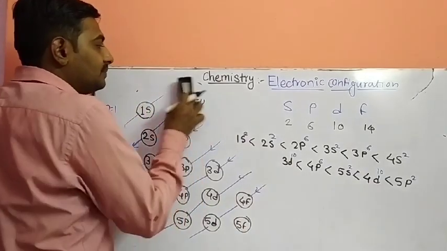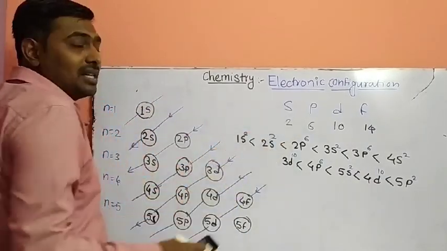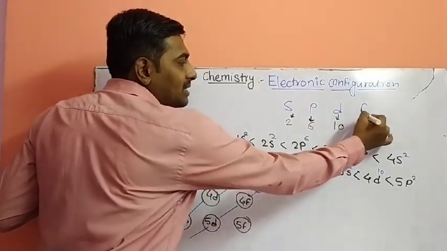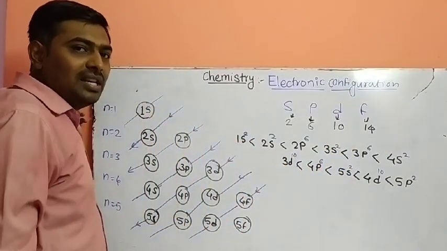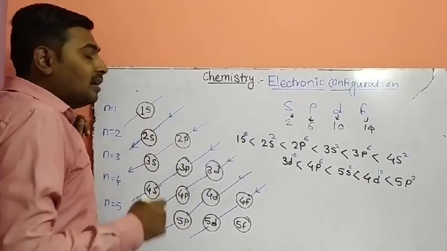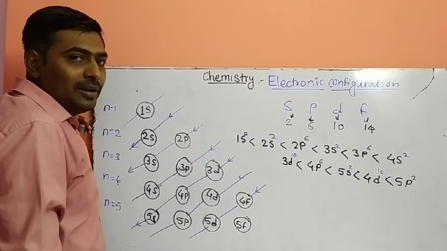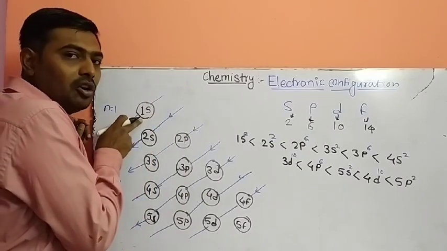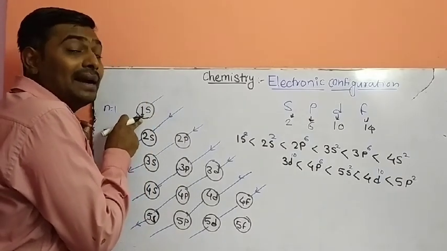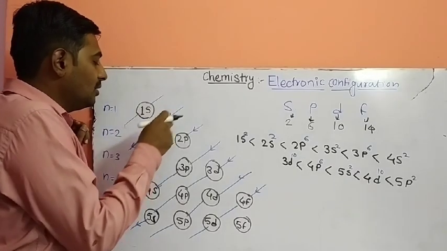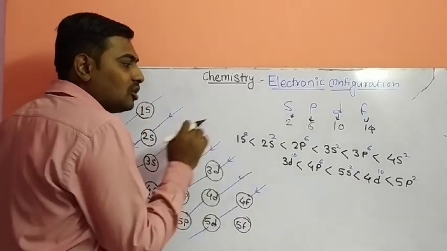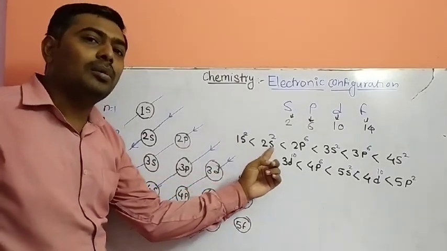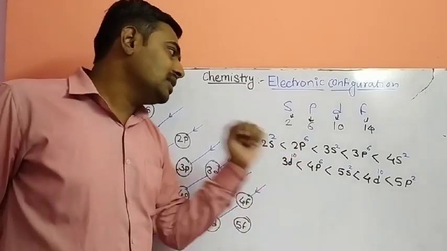So the s orbital has a capacity of 2 electrons, the p orbital 6 electrons, the d orbital 10 electrons, and the f orbital 14 electrons. Electrons enter the lower orbital first. This is the statement of the Aufbau rule. When the lower orbital is filled, then electrons enter the higher orbital. The lowest orbital is 1s. When 1s is filled, electrons enter 2s. When 2s is filled, then electrons enter 2p.